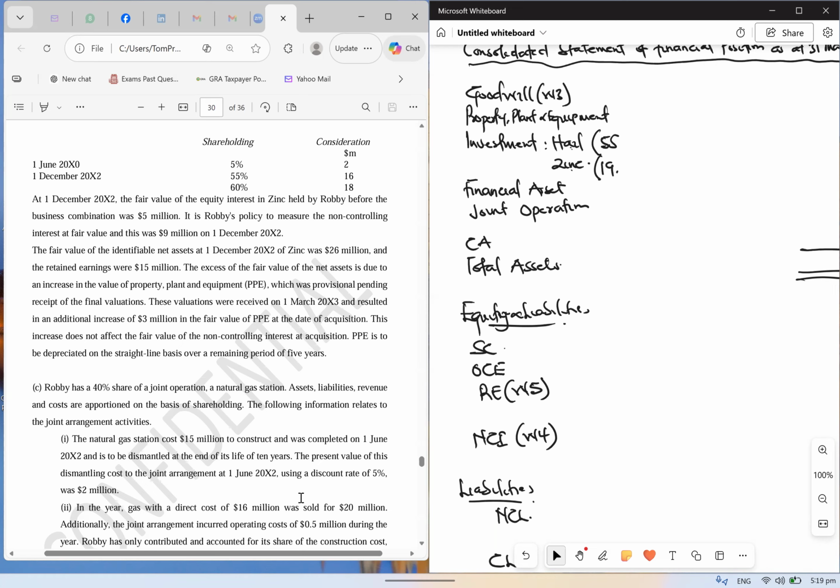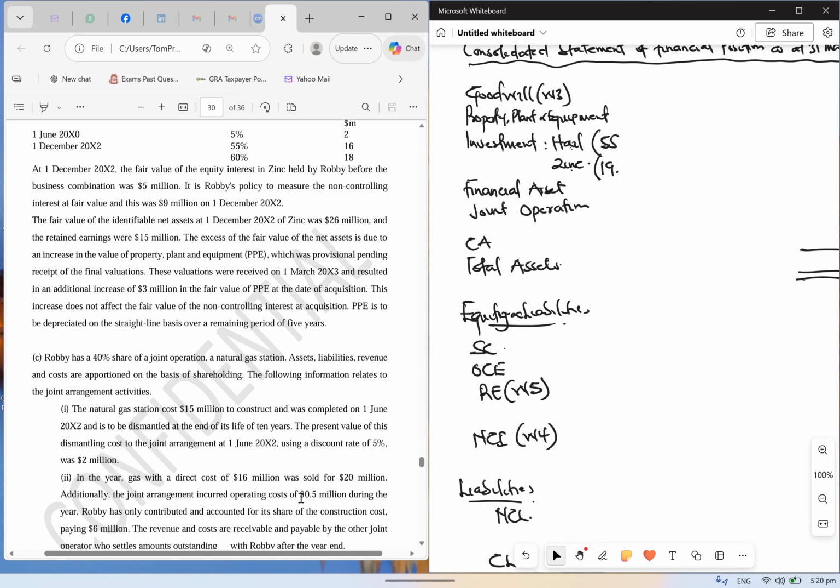Okay. Then it says at 1st December, the fair value of the equity interest in Zinc held by Robbie before the combination was 5. So that is the fair value of previously held interest. It is Robbie's policy to measure NCI using fair value, and this was 9. The fair value of identifiable net assets at 1st December 20X2 for Zinc was 26 million, retained earnings 15 million. The excess of net assets is due to increase in PPE, which was provisional pending receipt of final valuation.